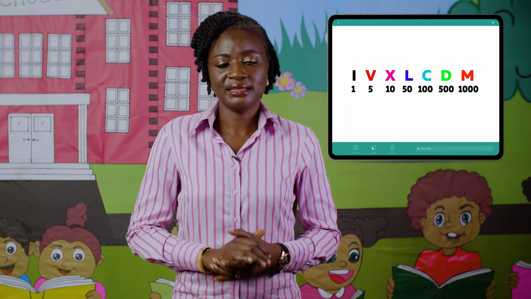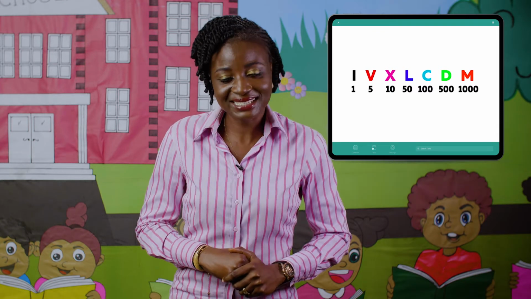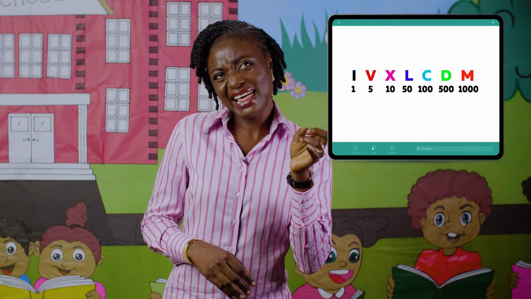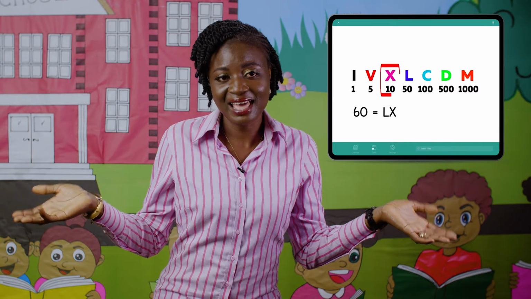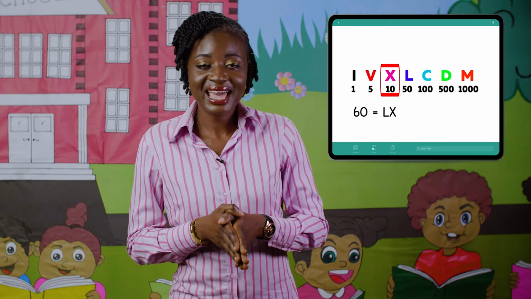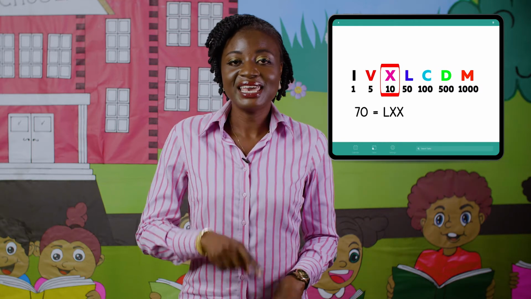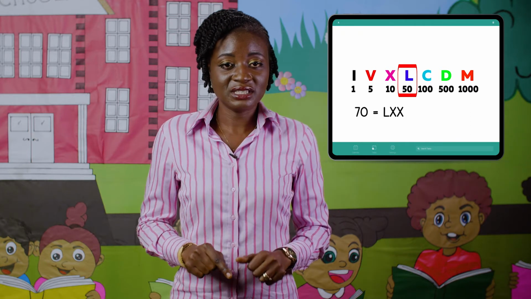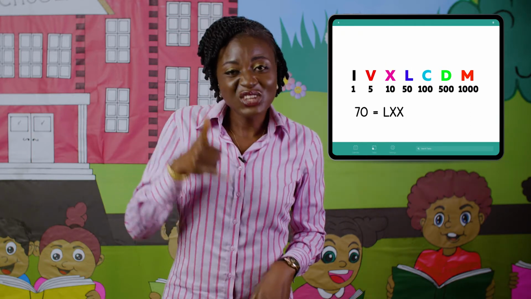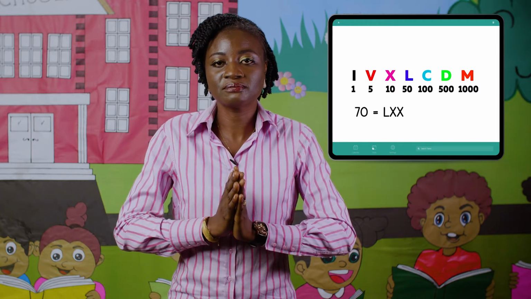Let's move away from 60. Let's go to something simpler. Let's say 70. Somebody's already making a right guess there. Fantastic. Someone said, if LX is 60, so what more do I need? I just need one more X. Add one more X to my 60, I'll have 70. So 70 in Roman numeral is LXX, which is L is 50, one X is 10, another X is 10. Bring them all together, you have 70.